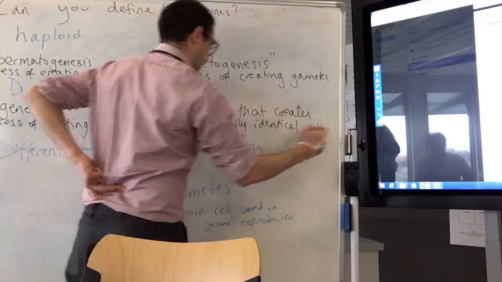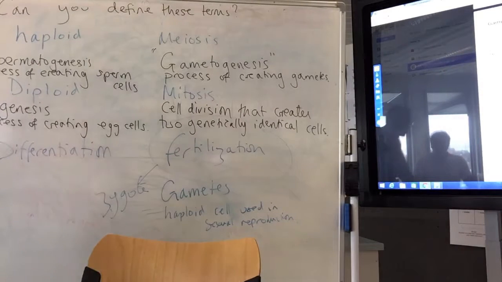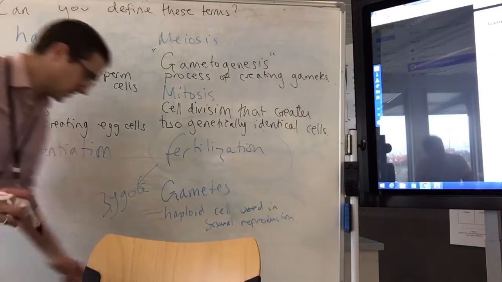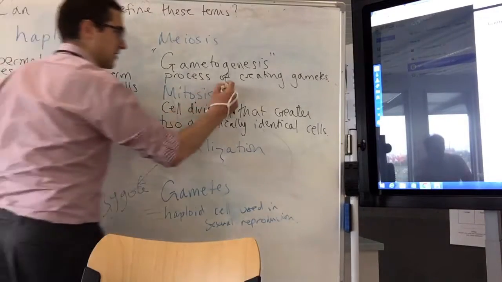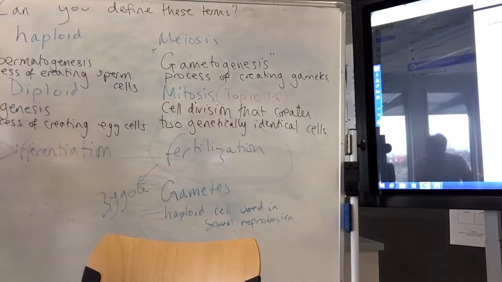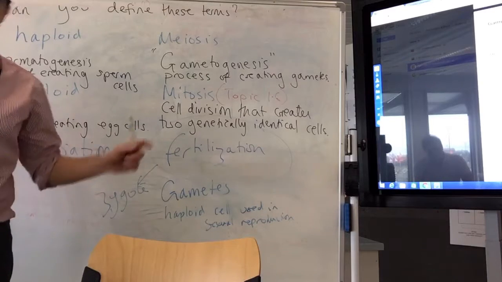As we're getting close to the exams, I'm trying to throw a bit more revision in there. Can anybody tell me what topic we covered mitosis in? This is topic 1.6. We covered that in the syllabus in detail. We looked at the cell cycle: interphase, mitosis, and cytokinesis, and covered mitosis there.